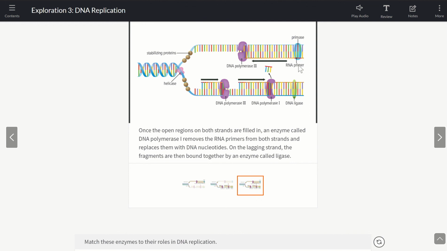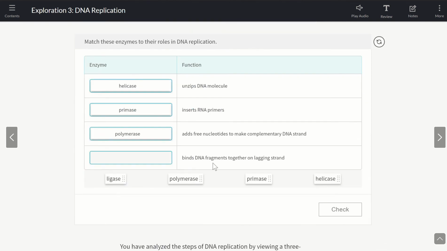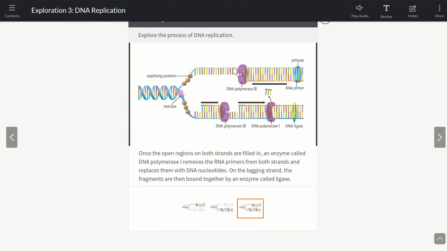It kicks off the RNA primer and it adds DNA to that spot to glue it together and make it into one solid piece. So again, back here, ligase's job is to connect those fragments. Now, I told you there's 2 strands. There is a name for these 2 strands.